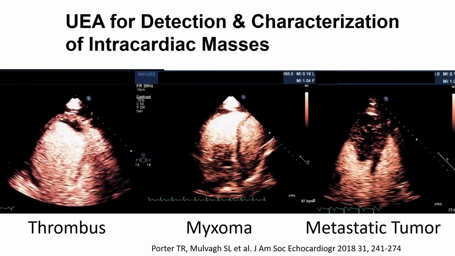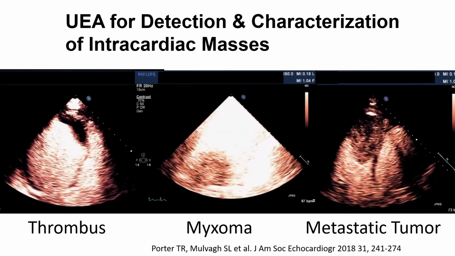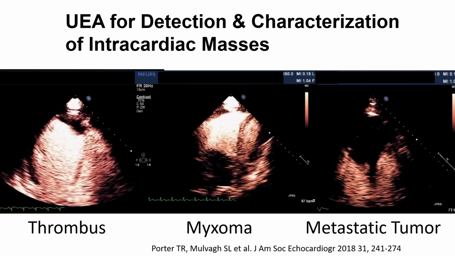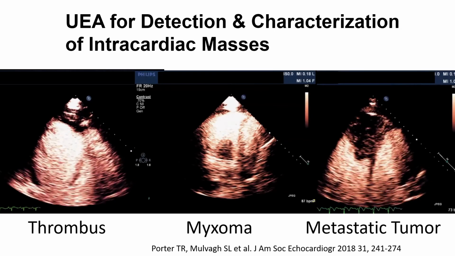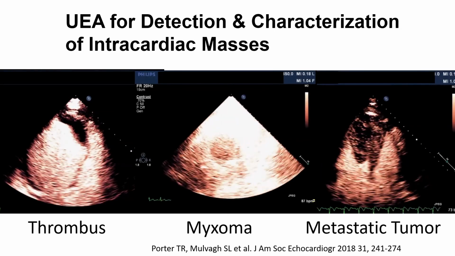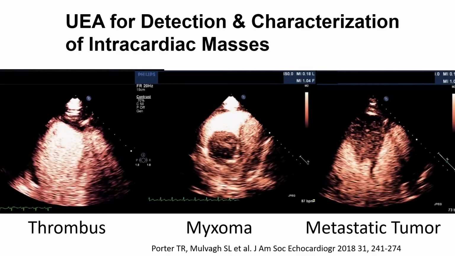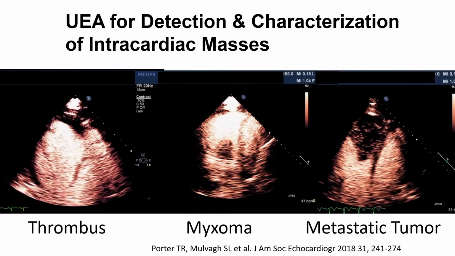There is a mass which is very highly perfused. In the center is another mass, and this has a lesser degree of perfusion than seen in the metastatic tumor, and slightly less than what is seen in the myocardium. This appearance is consistent with a myxoma.